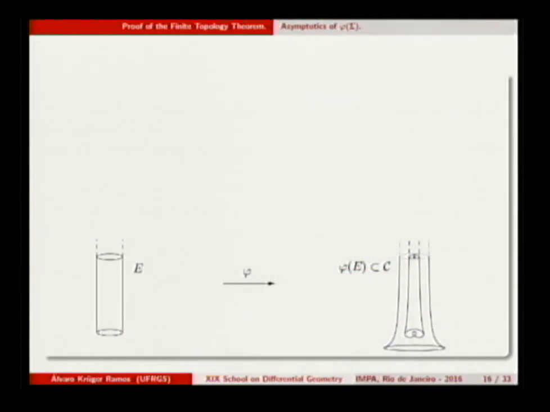Okay, so we proved that sigma has finite area, and now we can begin to check what happens in the constant mean curvature case. Here is the setting for now. We have this half cylinder, which is an end of our sigma.